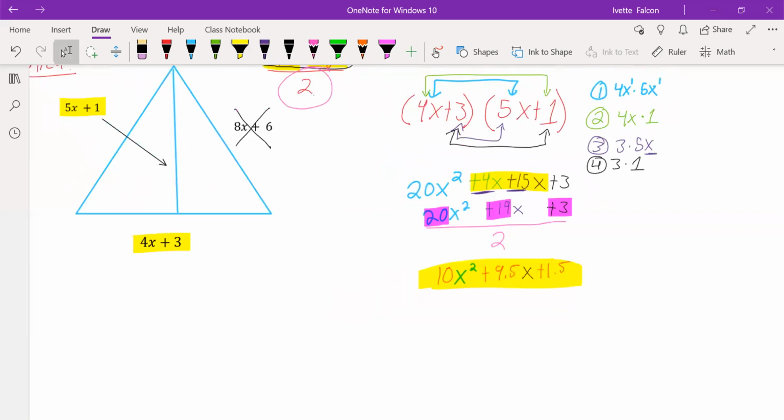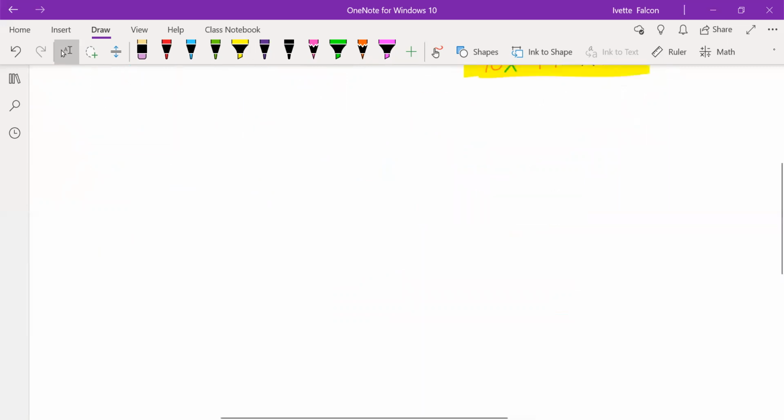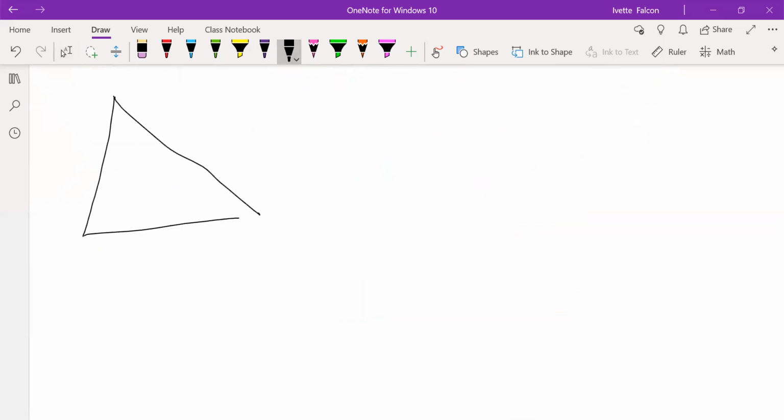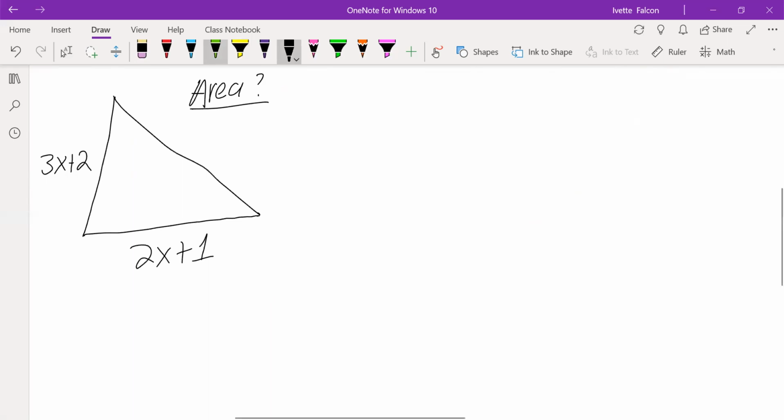So let me show you another problem with area of a triangle. Let's say they give you this triangle. It's a bad drawing, but just go with it. We're going to find the area of this triangle. And let's say they give you 2x plus 1 and 3x plus 2. That's my base and that's my height. So remember, you're doing base times height divided by 2.